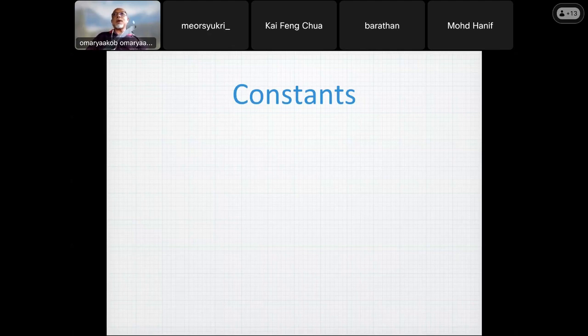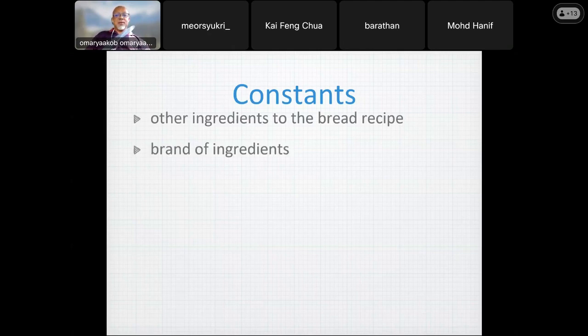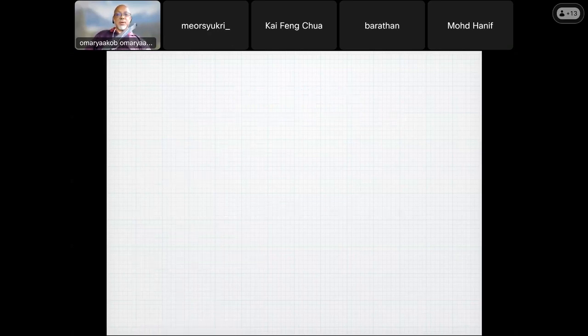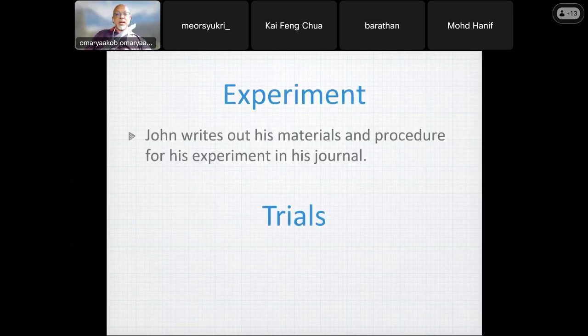So even the utensils used here, all the same. So other ingredients, the brand of the ingredients, rise time, air temperature, humidity, type of pan used, oven used, cooking time. So all this will be considered a constant. Okay. The only thing that changed is only sugar, the amount of sugar. So he did the experiment.